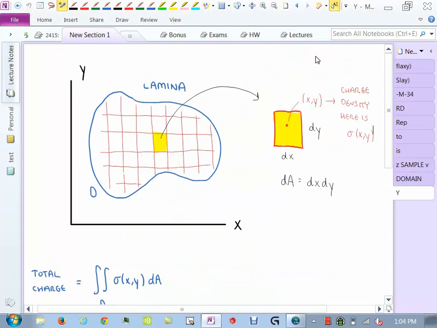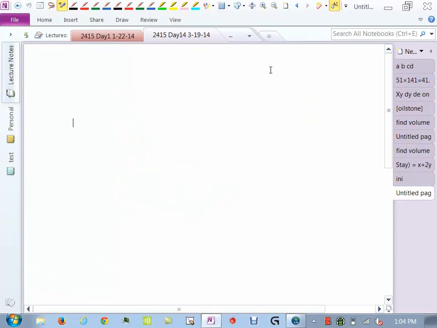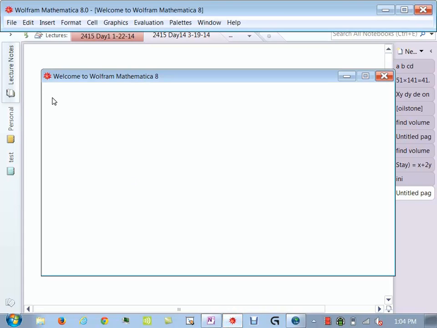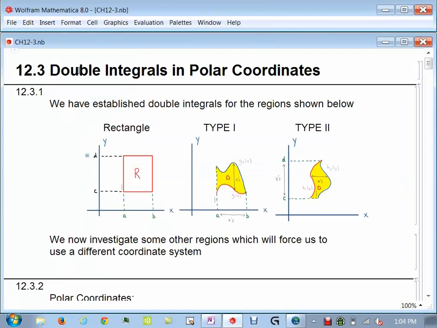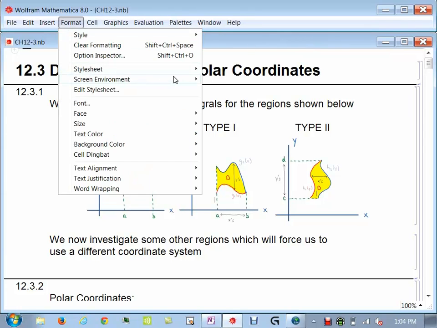All right, so we ended last time, right? We were talking about the double integrals, right? We were doing type 1, type 2 regions. So that was 12.2, and now we're going to get into 12.3. So everybody kind of ready for that? Got your notes?